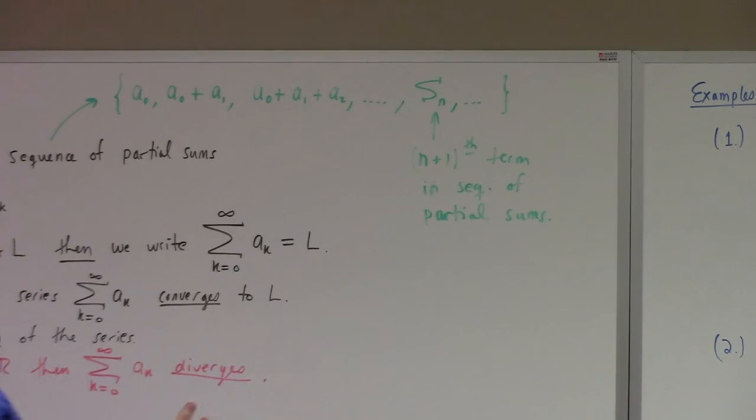By definition, if you want me to condense this definition down to a slogan, it's simply this: a series converges to its sum if and only if the limit of the sequence of partial sums exists. In other words, the convergence of a series is completely governed by the convergence of its sequence of partial sums. If the sequence of partial sums diverges, the series diverges. If the sequence of partial sums converges, the series converges. All right?